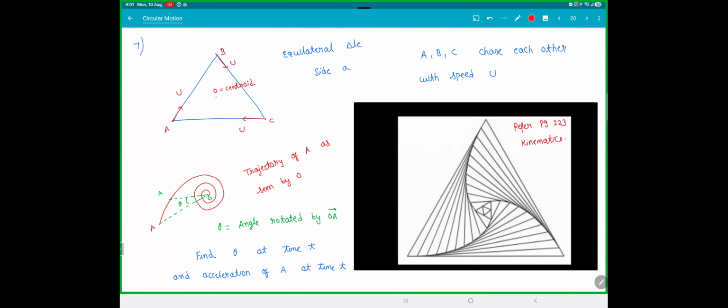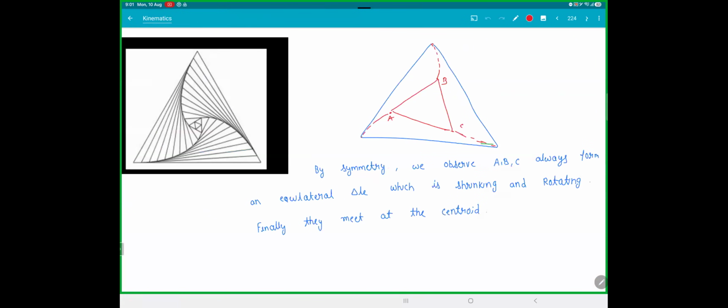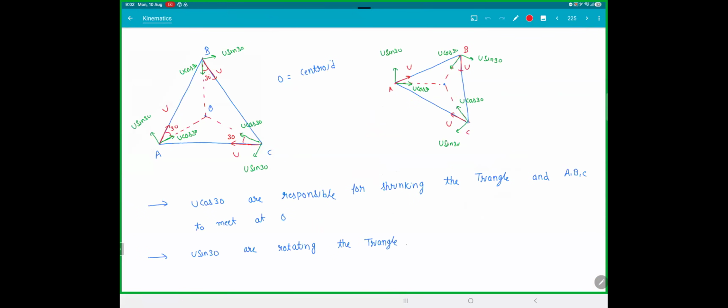Yeah, you will get it in terms of logarithms. If you go back to that kinematics, it is there only. See, look at this, what we said. What you observe is a triangle which is rotating and shrinking, and they'll always maintain a symmetry such that the centroid will remain the same. And then we said, look at the velocities. You can resolve the velocities into two components, u cos theta and u sin theta. And we said u cos theta is responsible for them to meet. And u sin theta is rotating the triangle, which we ignored then because at that time we didn't need it.